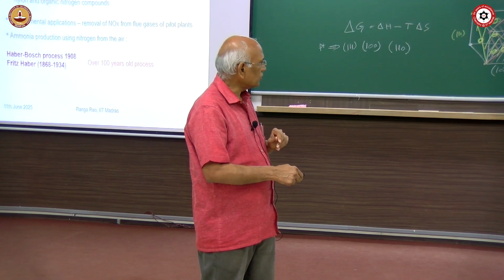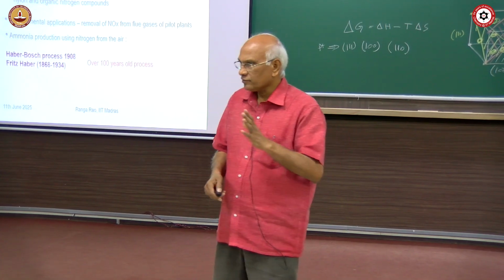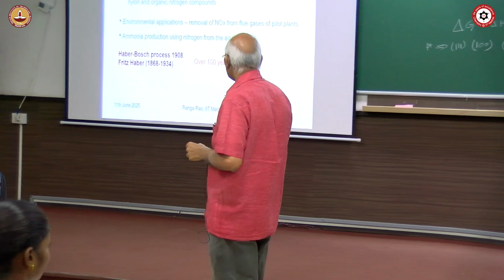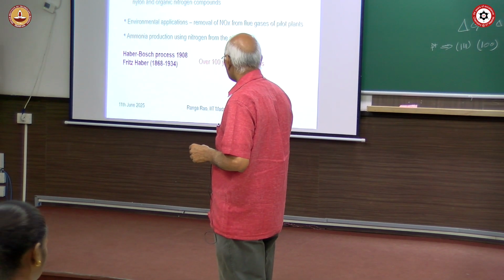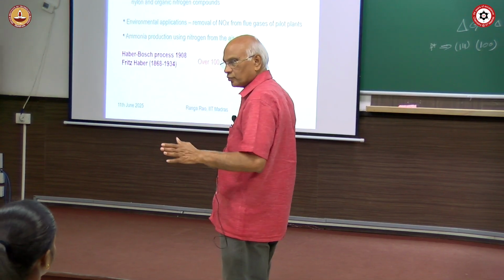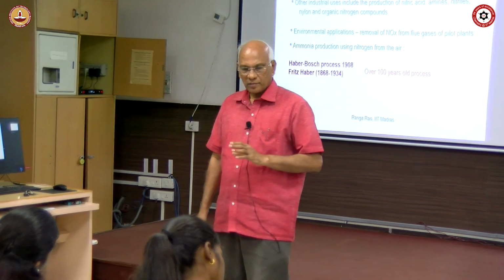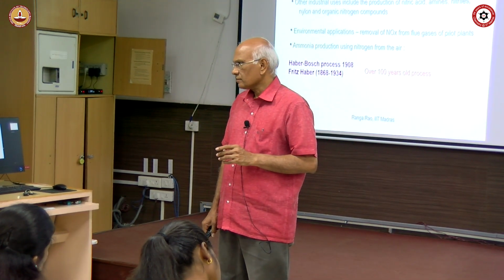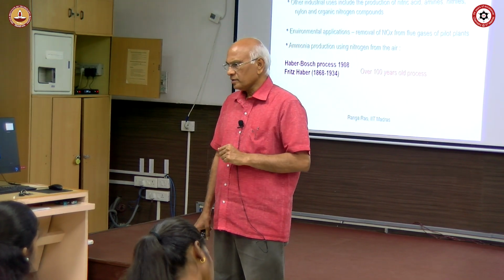Ammonia production is mostly from nitrogen from the air. The process is called the Haber-Bosch process, invented in 1908, and Fritz Haber is the one who actually worked in this area. This is more than 100 years old. Everybody was very happy. Why is the Haber process so important? It makes ammonia. Why is ammonia important?